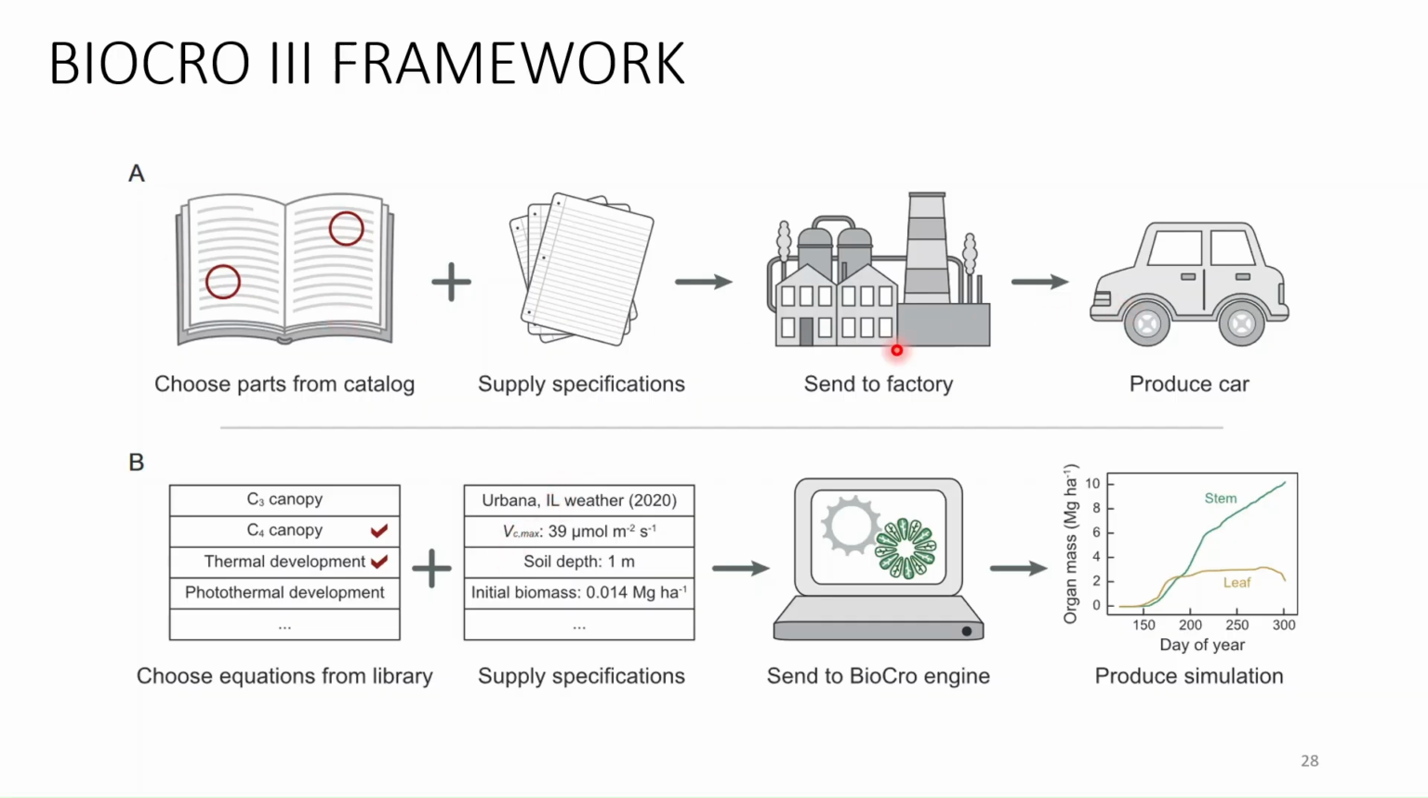It is comparable to choosing the parts from a catalog to make the car that we want, providing the conditions and specifications, and sending it to a factory to produce the car. Similarly, we can choose equations or modules from the library that represent each process. Then we provide the parameter values, the initial values, and whatever input data is required for all these modules, and run BioCro to obtain the result.